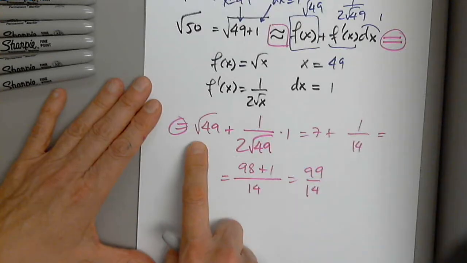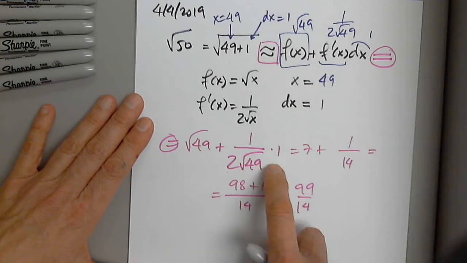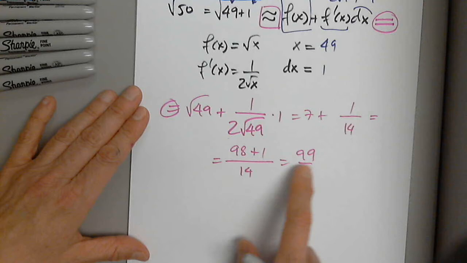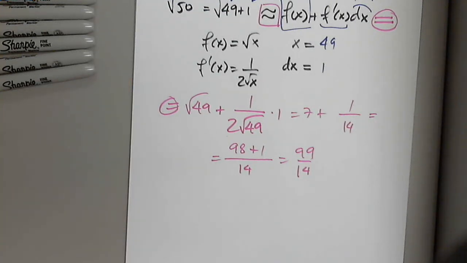This is the square root of 49. This is 1 over 2 times the square root of 49, and dx is 1. So this is 7, this is 1 over 14. You calculate, you get 99 over 14. And if you plug it in and find the square root of 50 to check and compare, very, very close. Actually, we did that with the calculator.